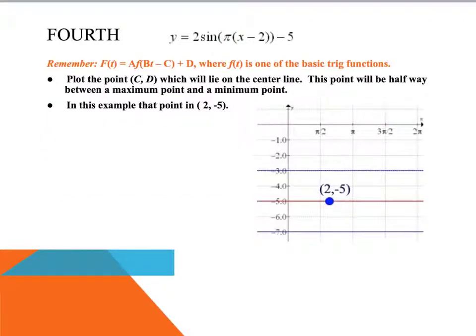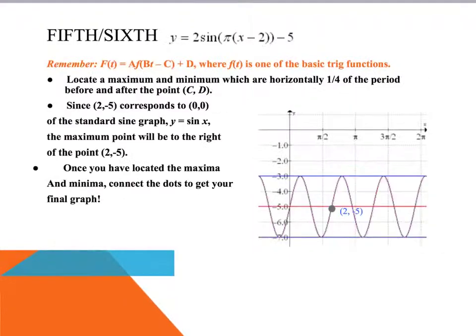Our fourth step is to plot the point (c, d). So I've done that by plotting (2, -5) right here. In this slide, I've combined the fifth and sixth step just to make it a little easier to follow.